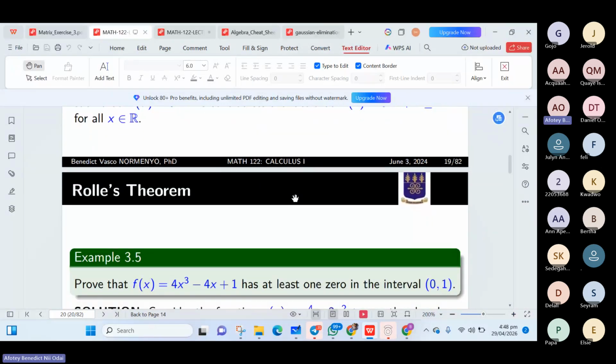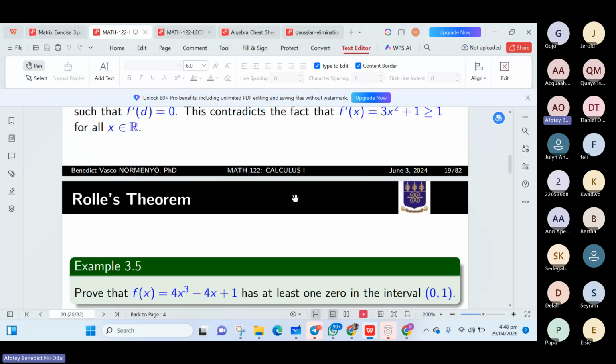Okay, so let's try this question. We have 5 minutes. We are proving this question: prove that f of x is equal to 4x cubed minus 4x plus 1 has at least 1 zero in the interval 0 and 1. This is what we are solving together. Prove that f of x is equal to this has at least 1 zero in the interval.